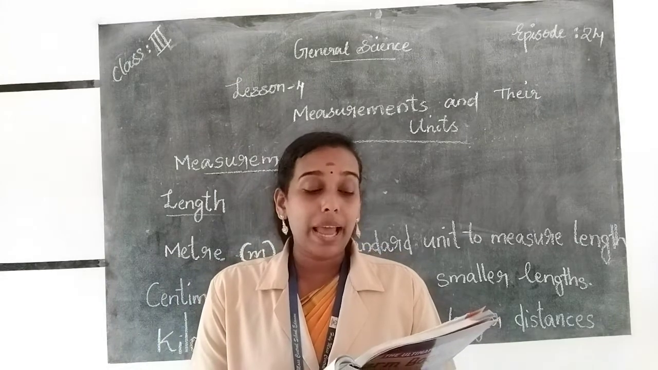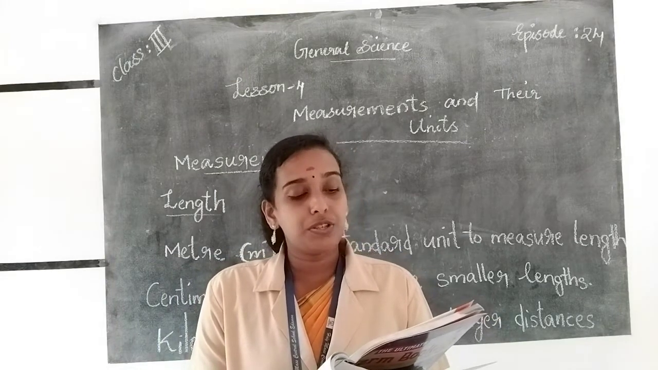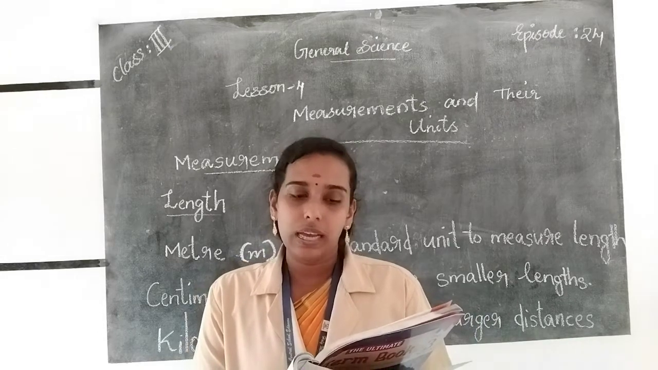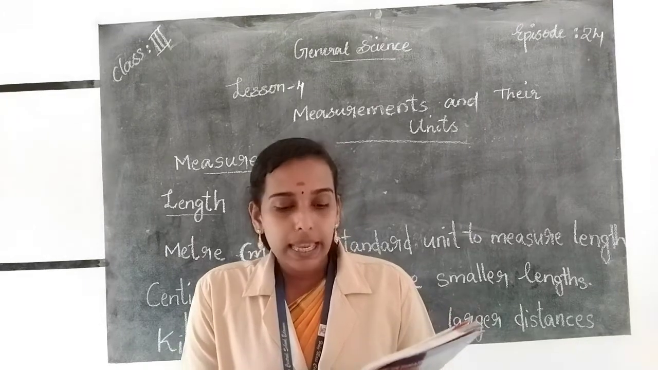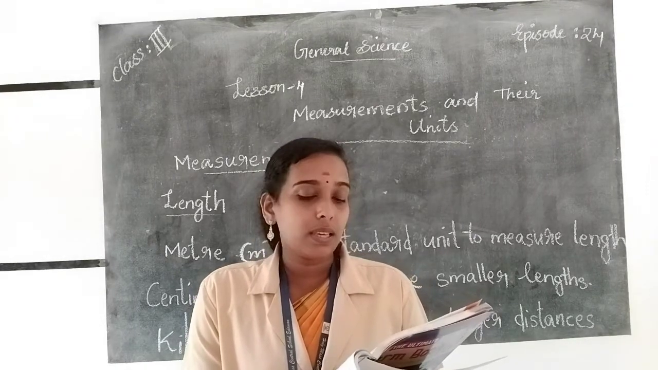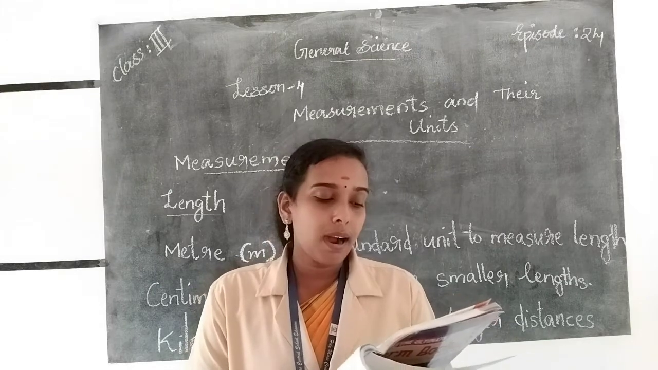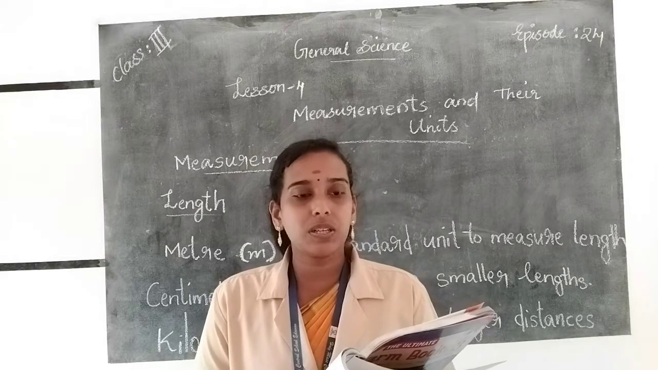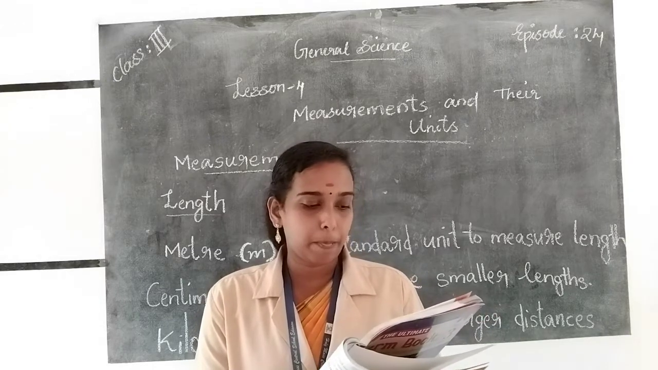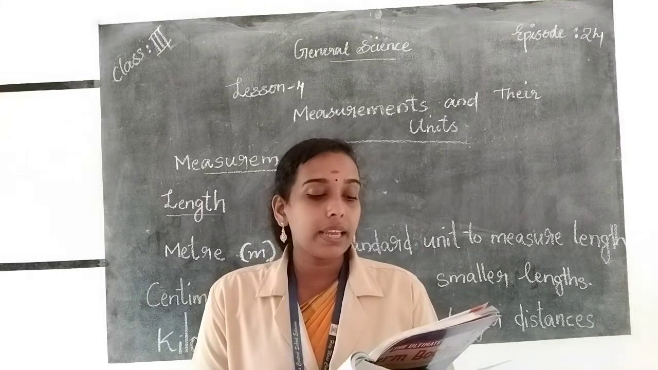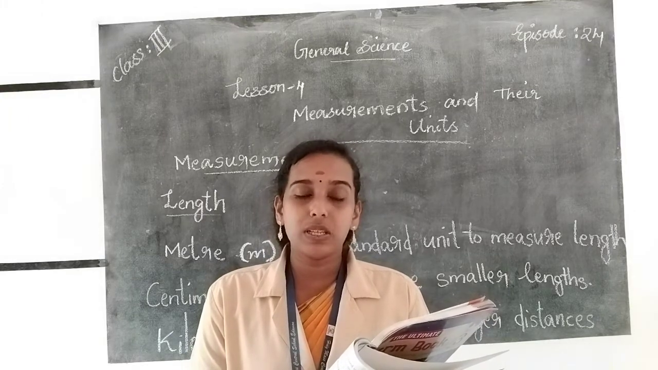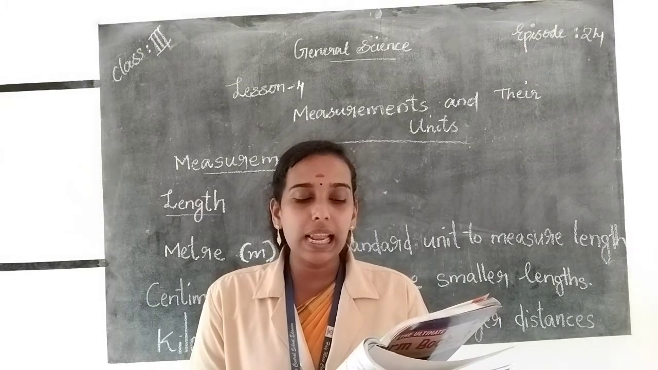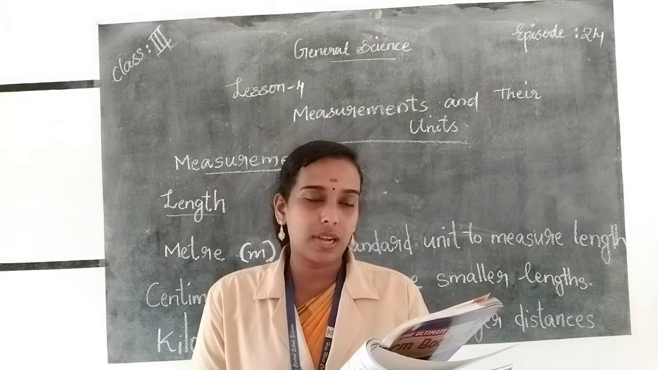Meter, in brackets M, is used to denote meter. It is the standard unit to measure length. Centimeter is used to measure smaller lengths, and kilometer is used to measure larger distances. We do not carry these standard means of measurements with us all the time. Therefore, estimation is still important to get an idea to start with.